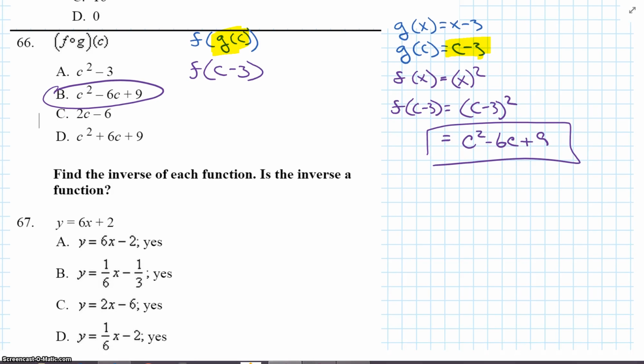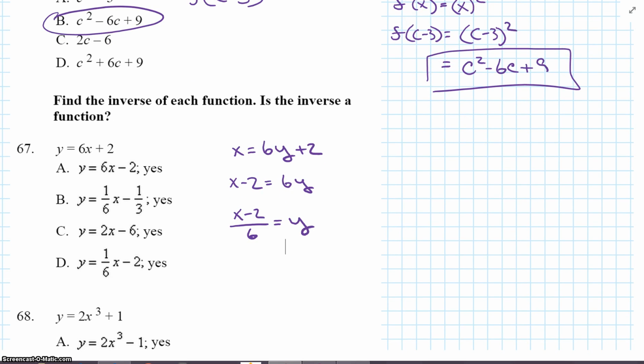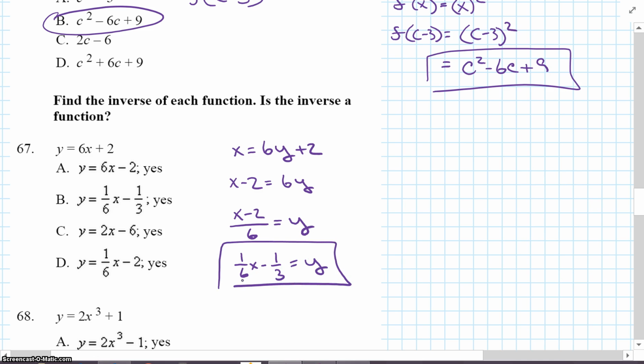Now find the inverse of each function, and is the inverse a function? So I have y equals 6x plus 2. Step 1, flip the x and y. X equals 6y plus 2. Solve for the new y. Subtract 2 from each side, so I get x minus 2 equals 6y. So x minus 2 over 6 equals y. Now it looks like they have it broken down, so we'll do the same. It's 1 over 6x minus 2 over 6, which reduces to 1 over 3, equals y. Is that a function? Well, it's linear, so by definition it is. Yes, it's a function. Do I have 1/6x minus 1/3 in the answers? Yes, I do. There we go.